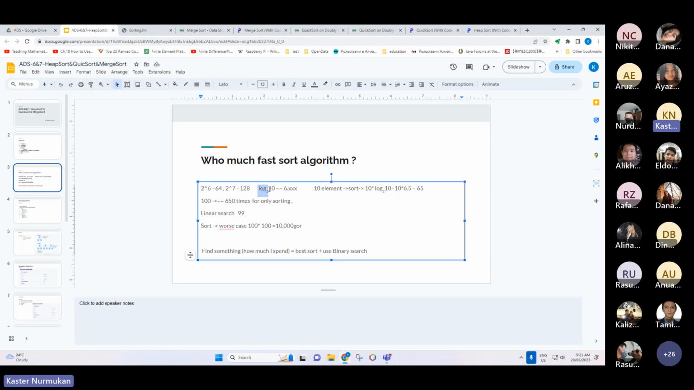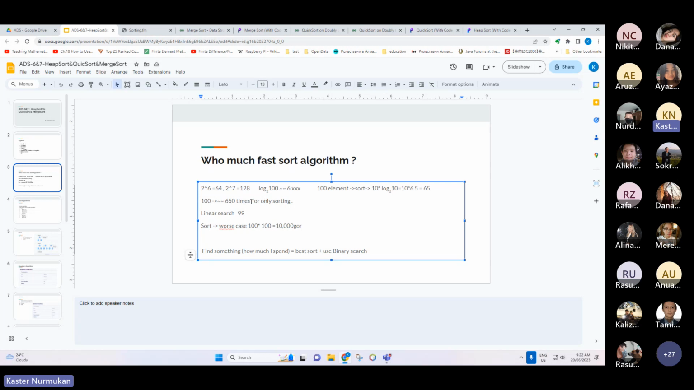Log of 6 is 6 point something, right? What's log of 100? Hold on, it's not the 10. I'm using the 100, not 10. I mean this 100 element. That should be 100. If I'm using 10, 10 to the power of 2, right.